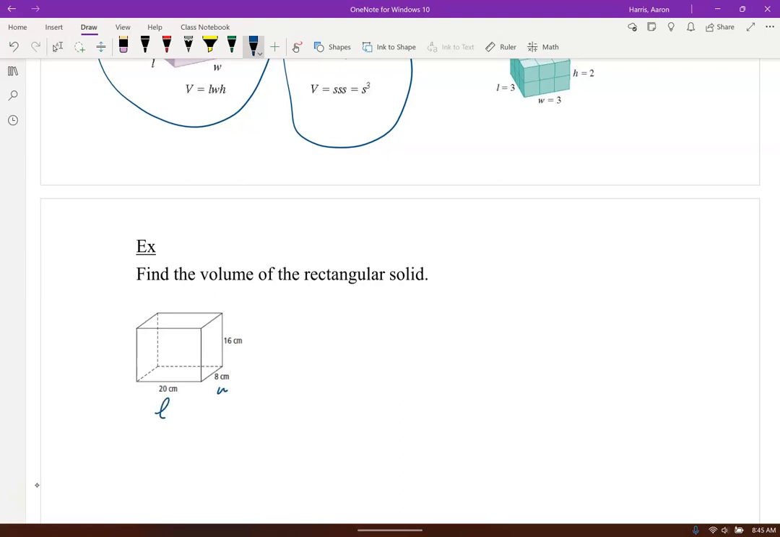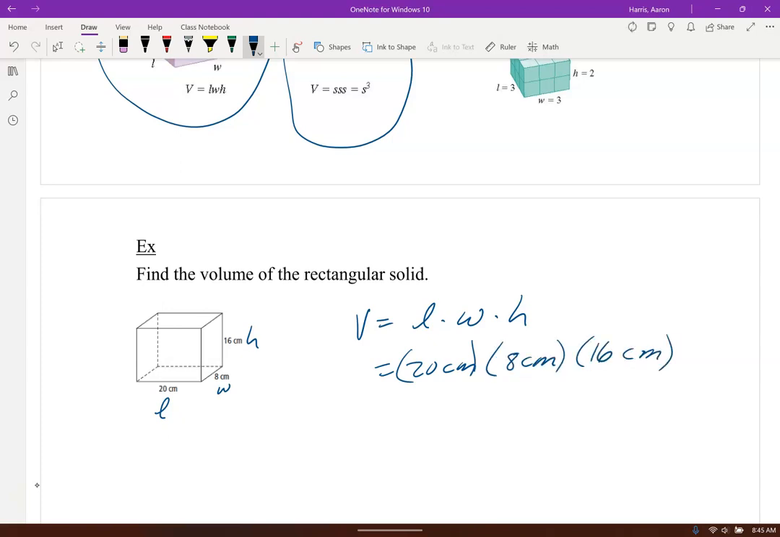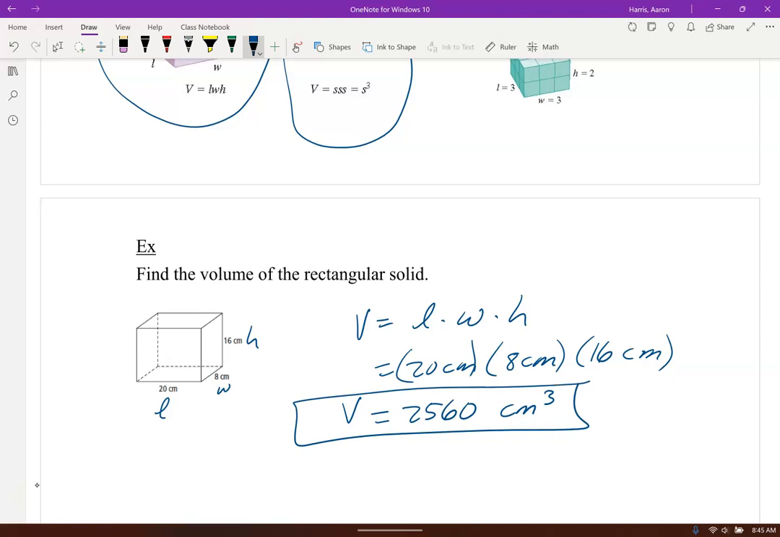We've got length times width times height here. So the volume is length times width times height: 20 centimeters times 8 centimeters times 16 centimeters. And of course, centimeters times centimeters times centimeters is cubic centimeters. So this ends up being 2560 cubic centimeters, the volume for this rectangular solid.